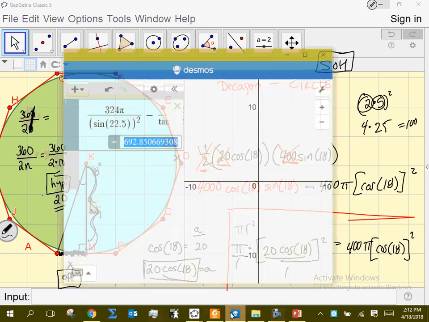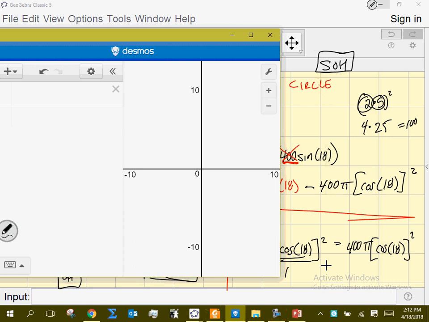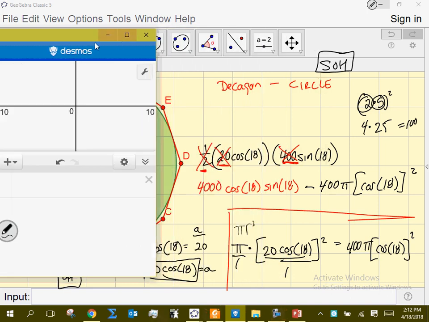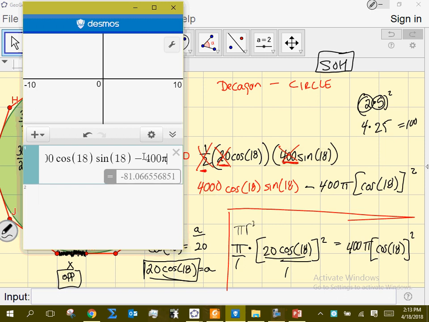So when we type these in, and again, a TI-84 does a terrible job at this because of the way it's programmed and the display that's provided. I like Desmos because when I start typing, it uses what we sometimes call math print. It's going to put it kind of like how I have it written by hand. So minus 400 pi, and then cosine 18.